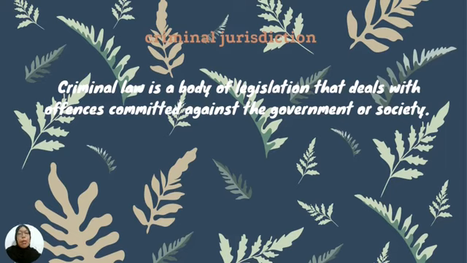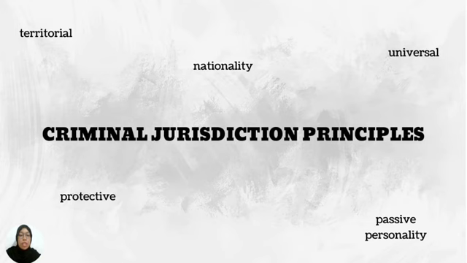Criminal law is a body of legislation that deals with offences committed against the government or society. Even if the victim is an individual rather than society as a whole, in a case of murder or assault, conduct may still be regarded as a criminal case if it contains unlawful behavior. Criminal law seeks to punish criminals rather than to settle conflicts between individuals. There are five principles under criminal jurisdiction. They are territorial, nationality, universal, passive personality, and protective principles.